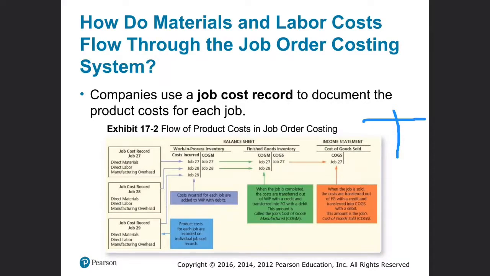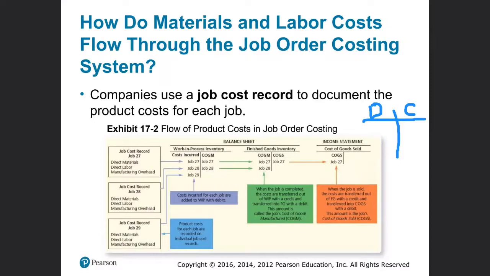So the left side is the debit side, right? And the right side is the credit side. So that's what we're looking at when we see these accounts down here. We're debiting our cost incurred, and we're crediting our cost of goods manufactured while they're in this work in process inventory account. So the cost incurred for each job are added to our work in process with a debit. They're explaining what we're doing in this area here.